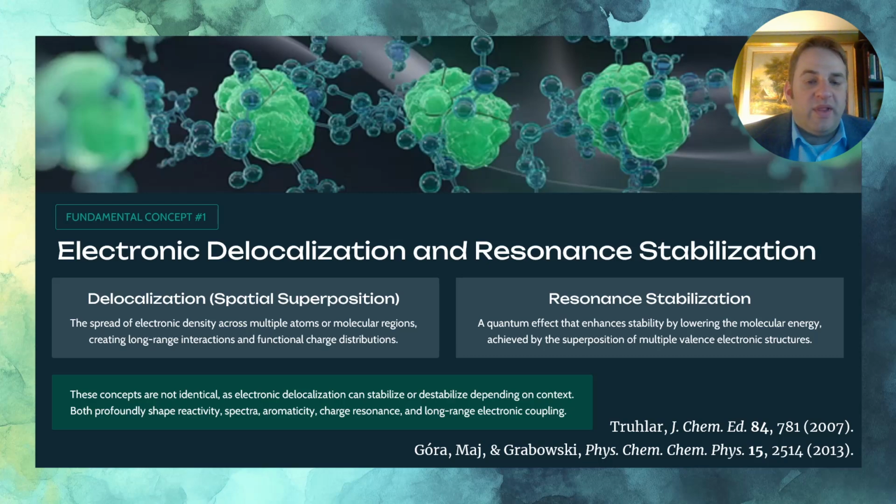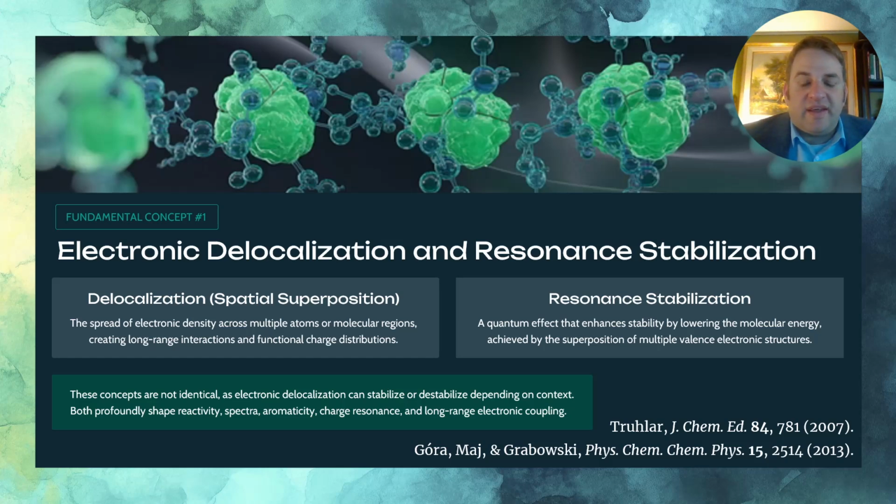Now, what is delocalization of an electron? For example, it is the electron's ability, so to speak, to be in a superposition of different places at the same time, a spatial superposition. The spread of the electronic density across multiple atoms, molecular regions, bonds, or structures in general creates long-range interactions and enables the functionality of the charge distribution in many important cases.